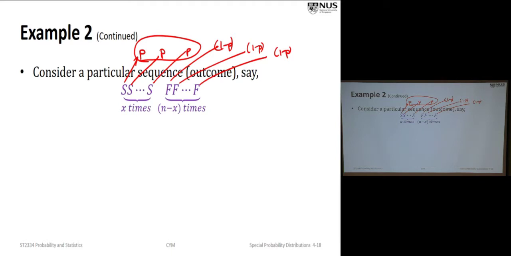Now the question is, how can I get all this? x of them are successes, and n minus x are failures. What is the chance? For those who like to manipulate the operations, it's either plus or times, right? Can I add all this? But why?